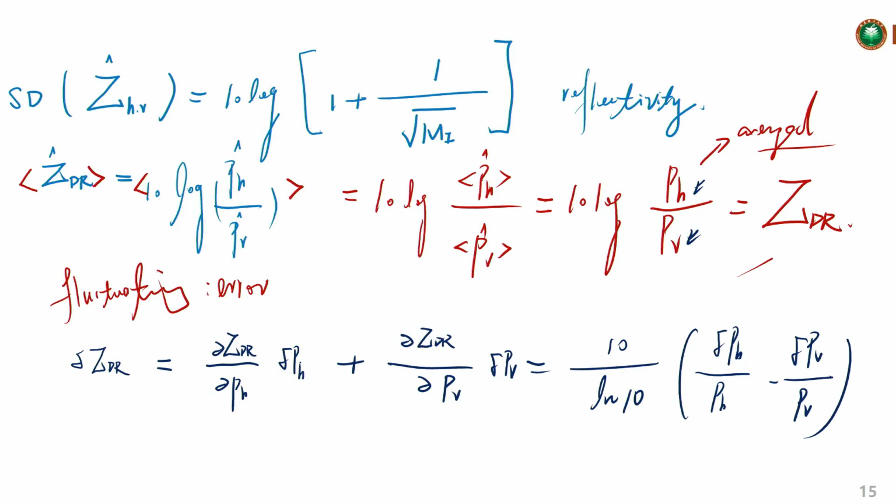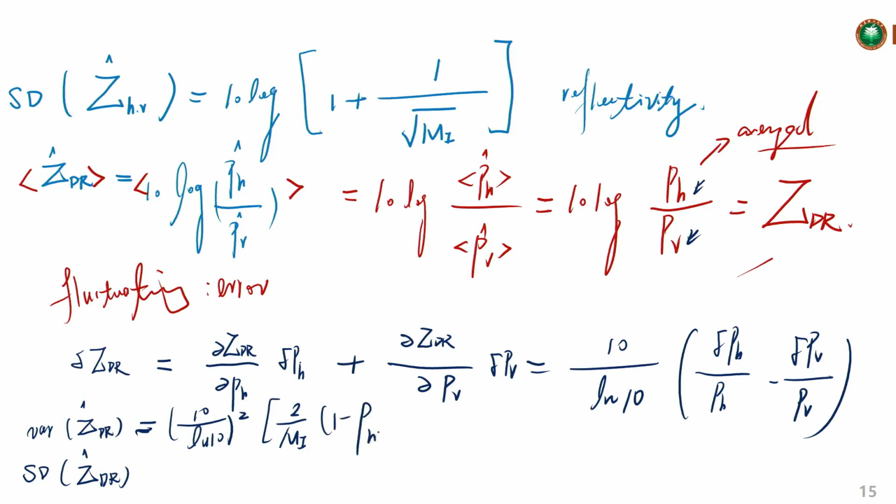So this is the differential reflectivity, and according to the previous expressions, we have the variance of the differential reflectivity and the standard deviation of differential reflectivity. It can be expressed as 10 over ln 10 times the square root of 2 over Mi times 1 minus rho HV squared.